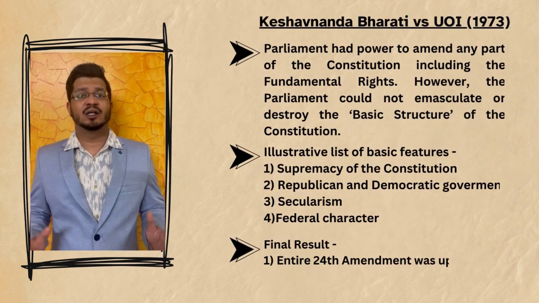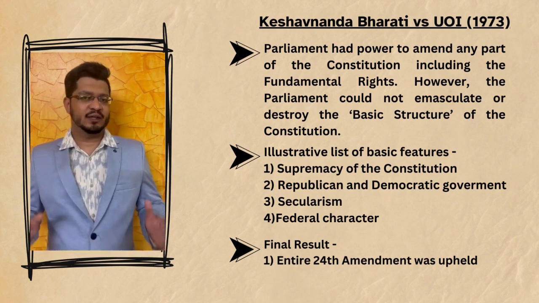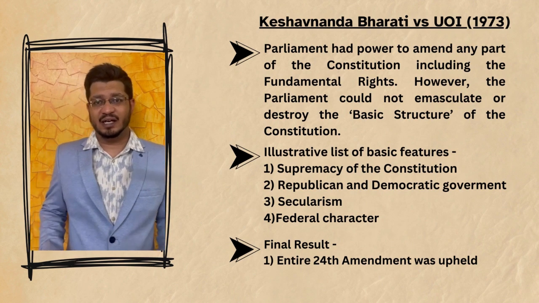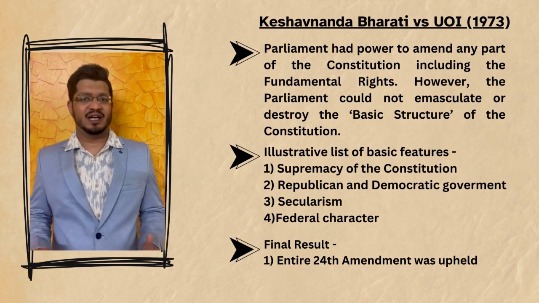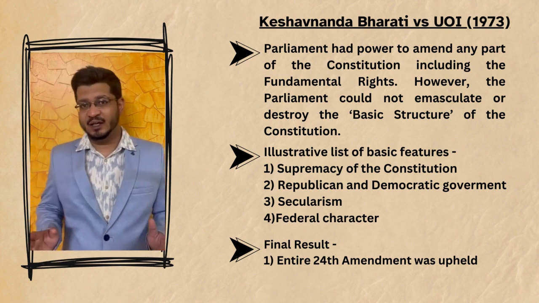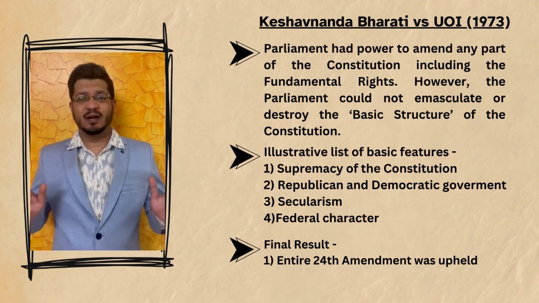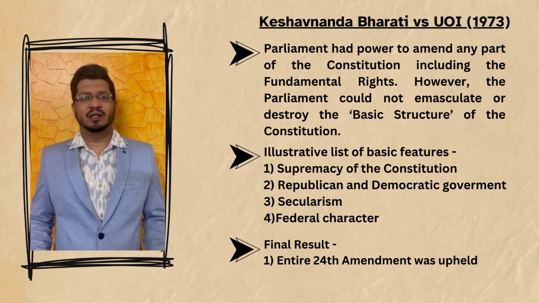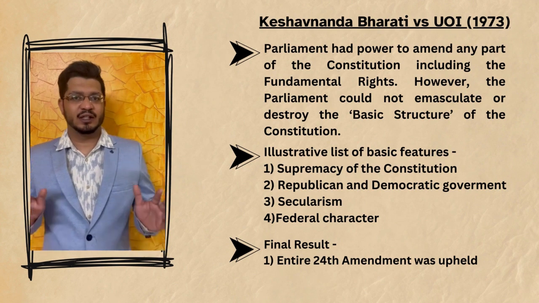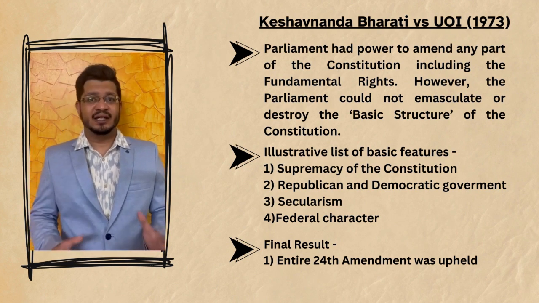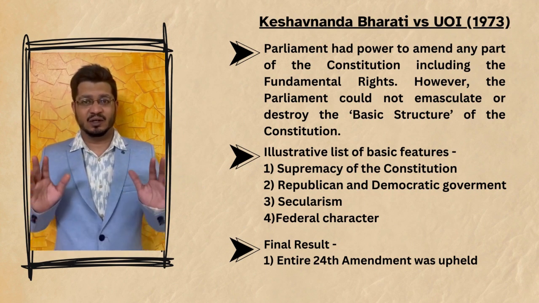This case saw the birth of the basic structure doctrine. In the case of Keshavnanda, the Supreme Court held that there was no limit whatsoever on the power of the Parliament under Article 368 to amend any part of the Constitution, including the fundamental rights. However, Article 368 could not be used to amend the Constitution in such a way that it emasculated or destroyed the basic structure of the Constitution.